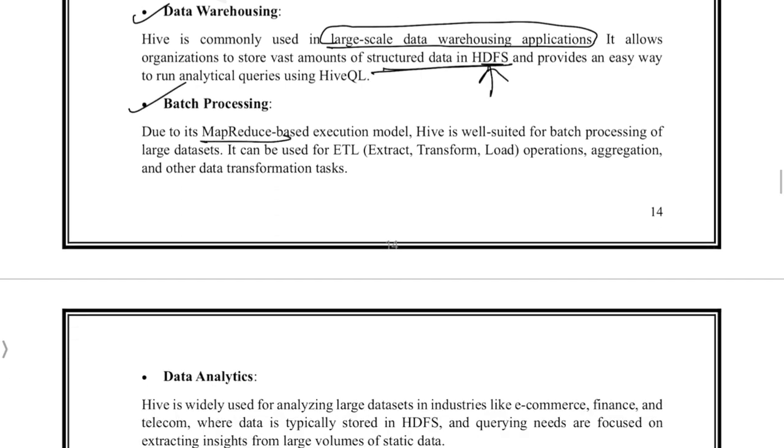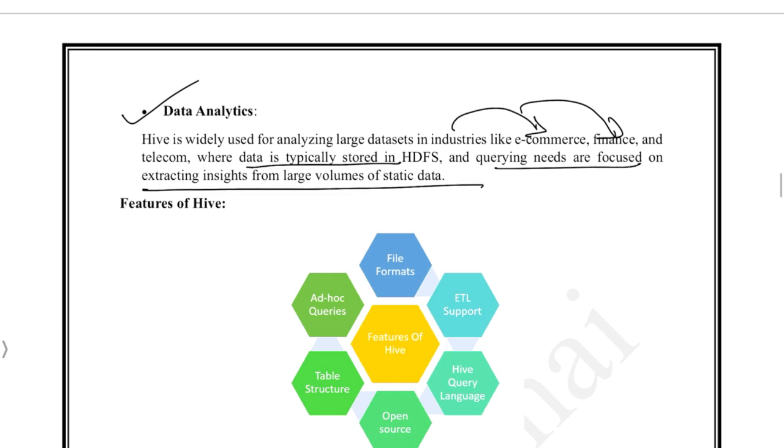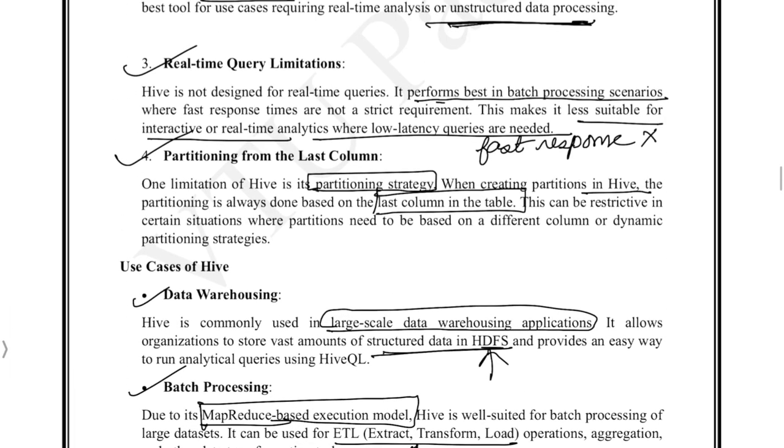Next is batch processing. In batch processing, you are making use of the MapReduce execution model, and also you are making use of ETL techniques for operations as well as aggregation. Next is data analytics. Analytics mainly makes use of data sets in industries like e-commerce as well as finance and telecom, where data is typically stored in HDFS, querying and extracting information from large volumes of static data. That was all about your use cases.